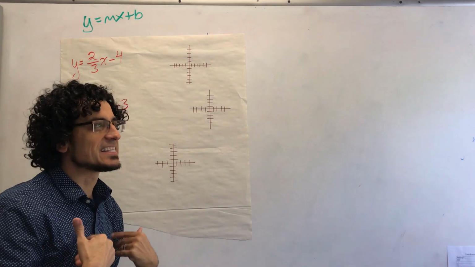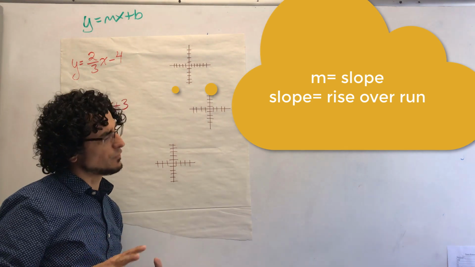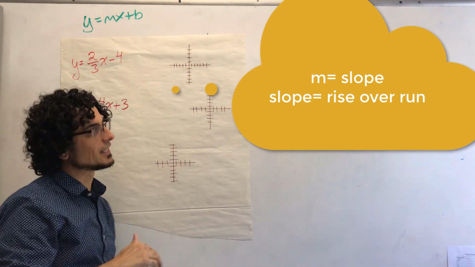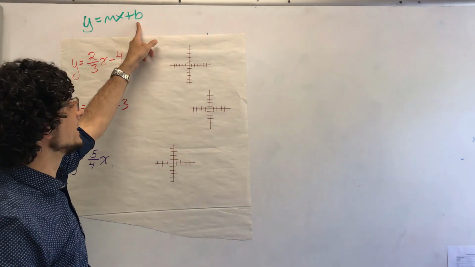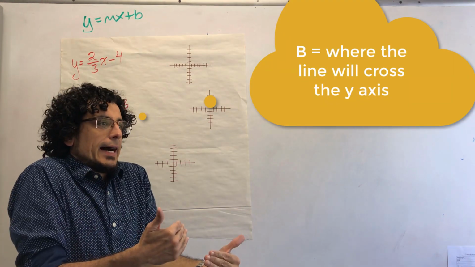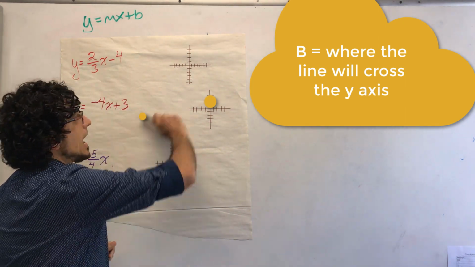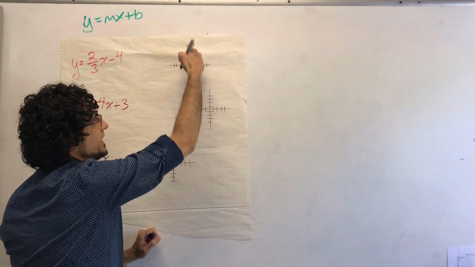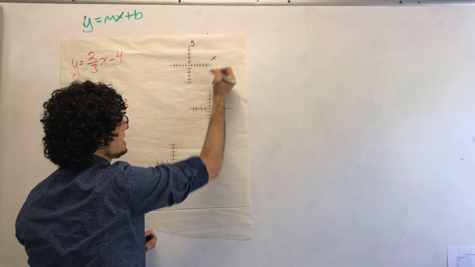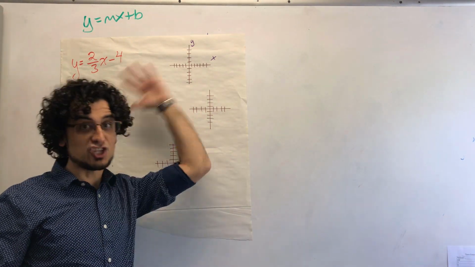The idea is that m is my slope, and slope is like rise over run. Hopefully that's review. So slope is rise over run, like how much you go up and how much you go over. We'll go over that in a second. And then b is my y-intercept, so it's where the line that I'm going to graph intercepts the y-axis. Just in case you forget, this is the y-axis and this is my x-axis. So let's work on graphing in slope-intercept form.